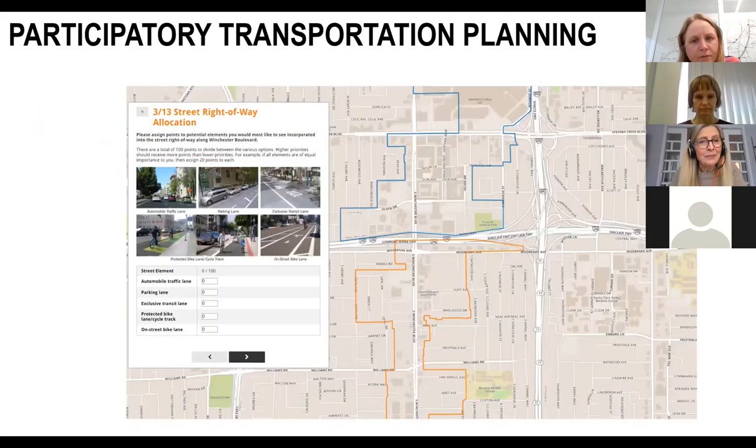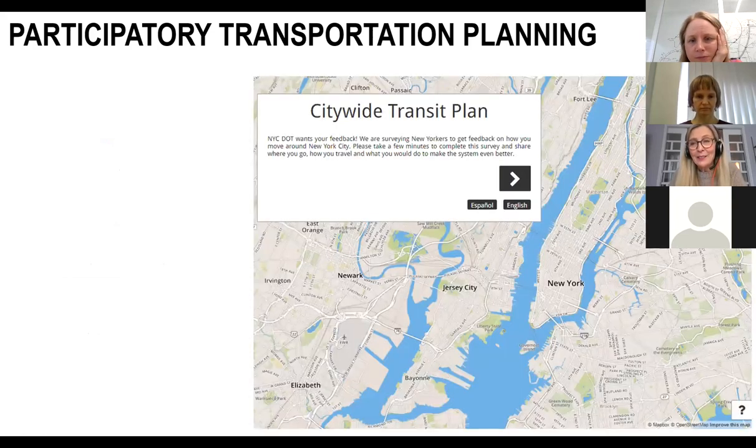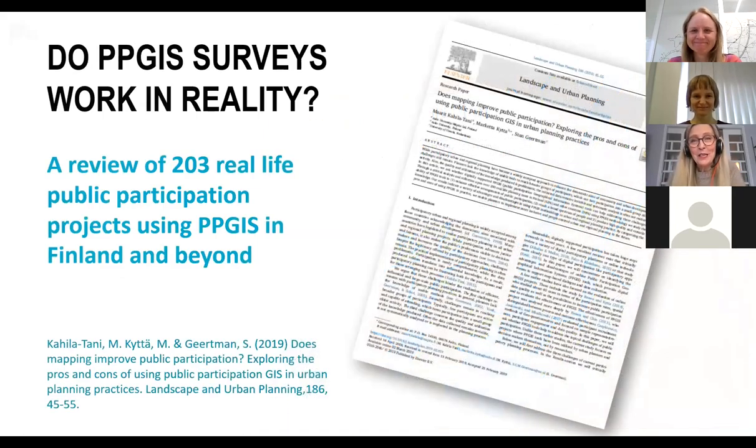Also, there are other interesting projects. This is, I think, from San Jose, US, and here is one from New York, where I think they have collected one of the largest MapSonair data sets so far, over 10,000 participants here in New York. I haven't personally been involved in these cases, so please don't ask me very detailed questions about these. These are just MapSonair projects.